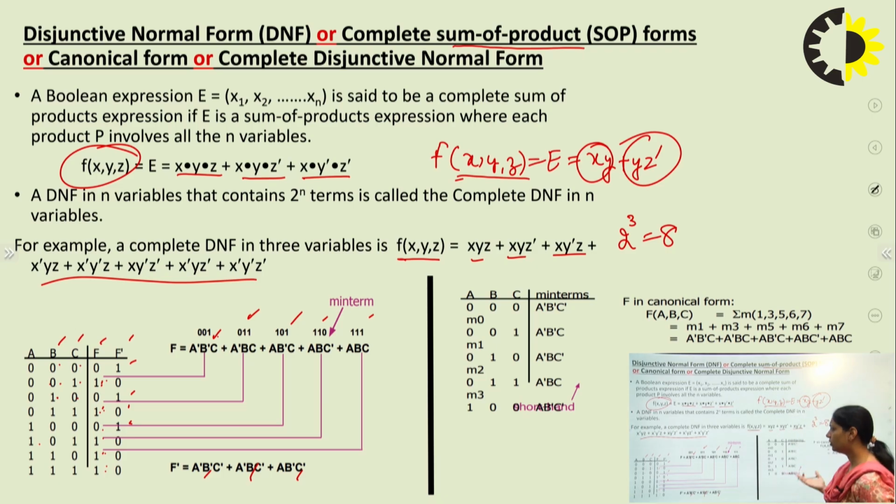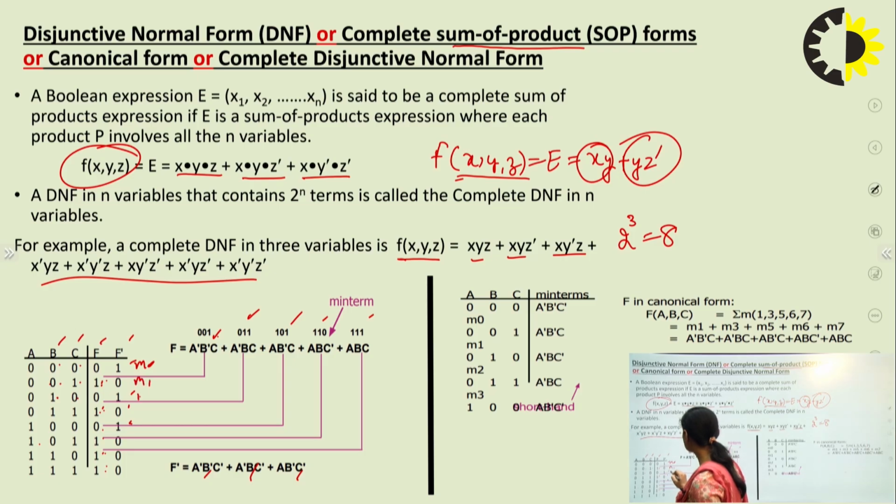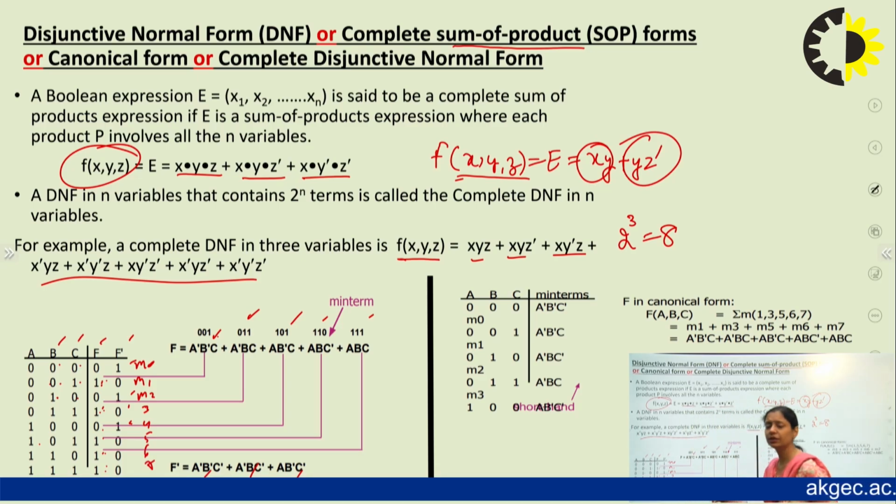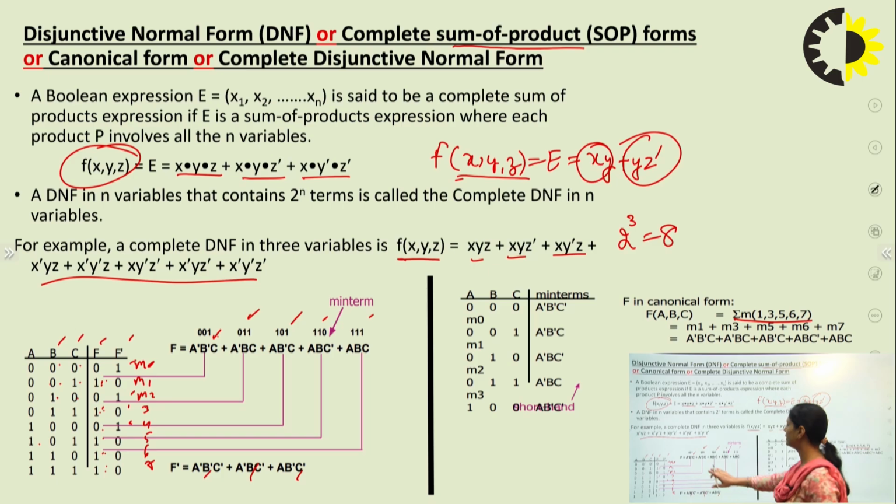We can also denote it in this manner. We always say that, suppose these are some of the terms, minterms. So we'll say this is M0, this is M1, this is M2, M3, M4, M5, 6 and 7. We can denote all these terms in this form where we have sigma M of 1, 3, 5, 6 and 7. This is another way of representing your canonical form. So the canonical form can either be represented in this manner or it can also be written in this manner.